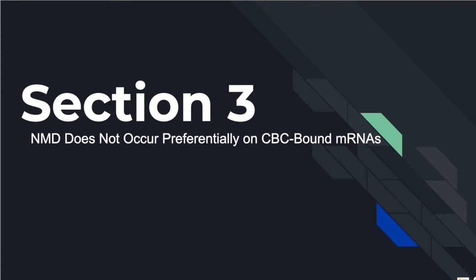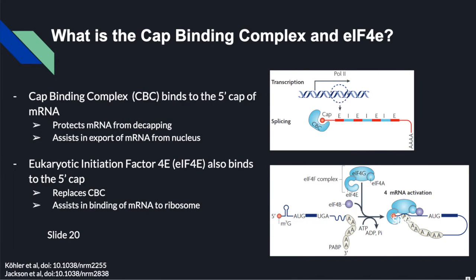Alright, in part 3 they wanted to look at the effects of CBC and EIF4E on NMD efficiency. But before that, here's a quick review on the cap binding complex and EIF4E. CBC is the nuclear cap binding complex which binds to the 5' cap of the mRNA. It protects the cap as well as assisting in nuclear export of the mRNA.